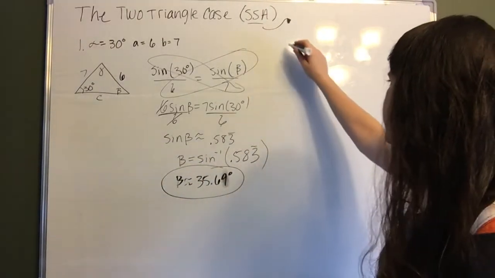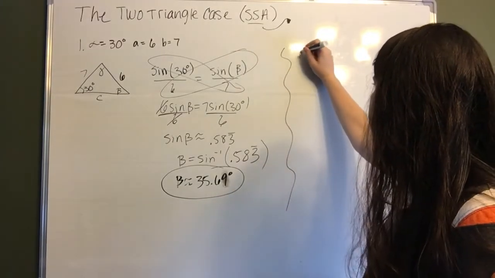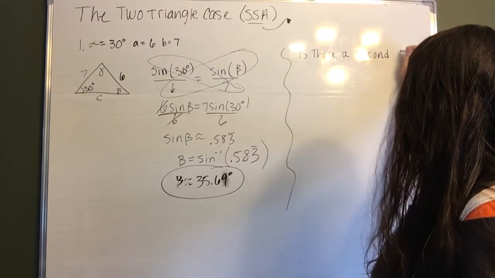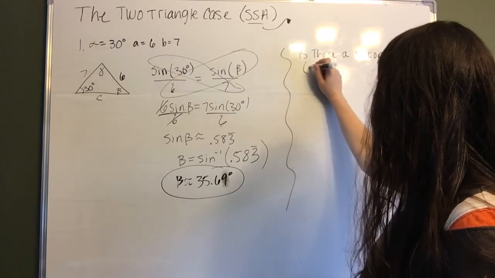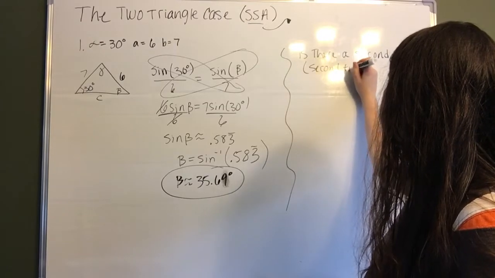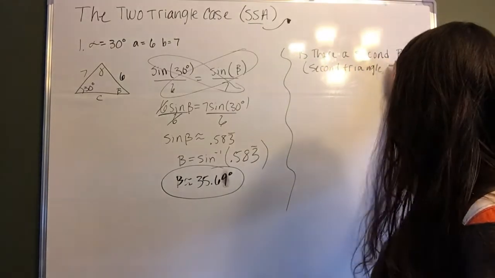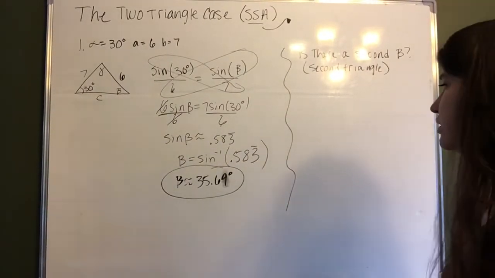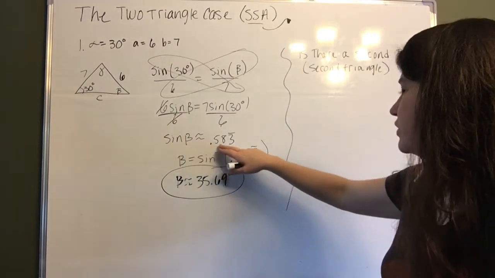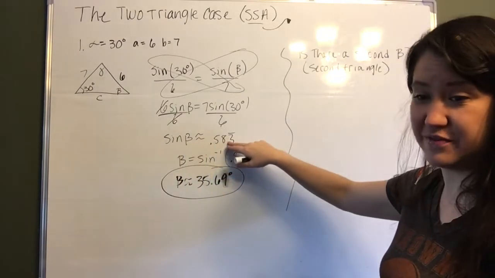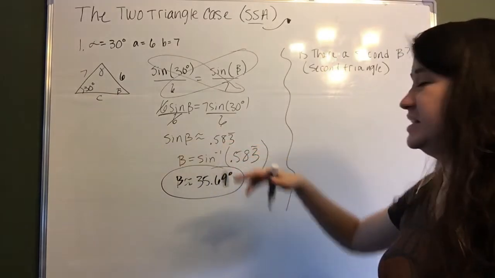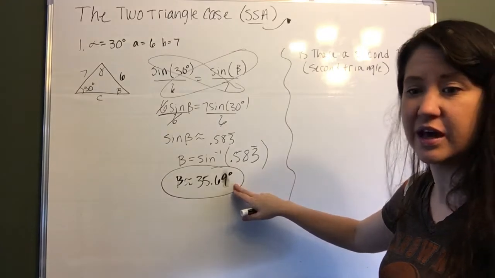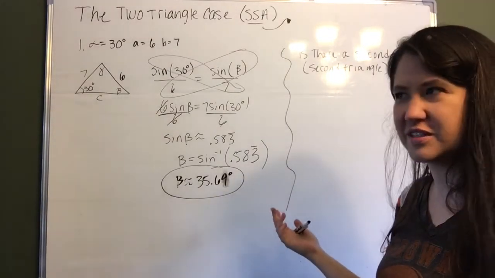All right, now the question is, at this point, is there a second triangle? So is there a second beta, which means there will be a second triangle? What do you think? Yes. You think yes? All right, well, if we think about it, go back to what we were solving. We were trying to figure out where sine is equal to 0.58. That can happen in the first quadrant, which is that 35.69 degrees, but where else can it happen? Where else is sine positive?